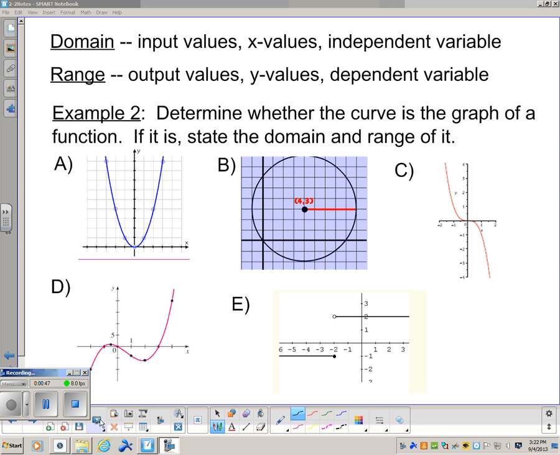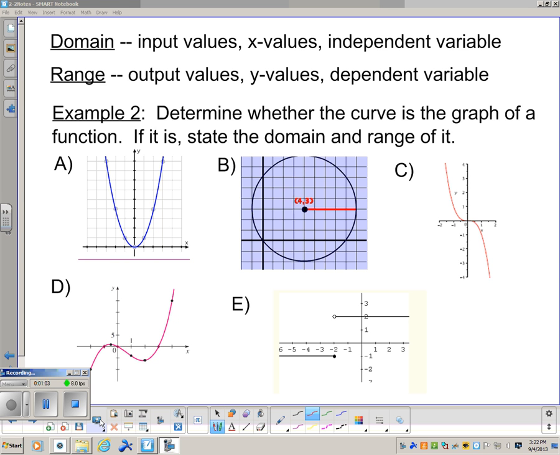So we are going to be looking at these 5 examples down here at the bottom. Example 2 says, determine whether the curve is a graph of a function, and if it is, state the domain and the range of it. So for example A, we're going to see if it's a function or not.